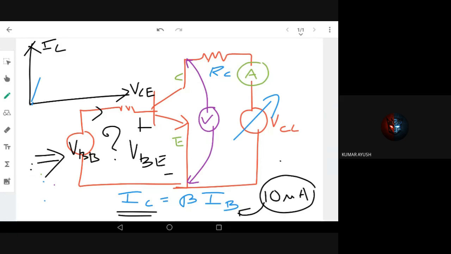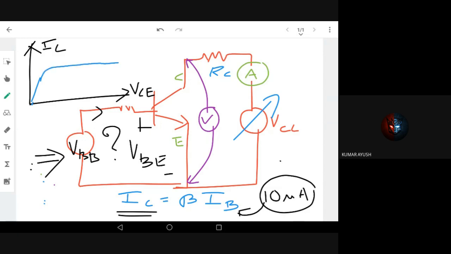If beta is 100, it is 1 milliampere. If beta is 500, it is like 5 milliampere. So that current is going to be reached. That current is called the saturation current. So now, as I increase VCE, the current is not going to increase; it is going to be constant. So it's called the saturation point.